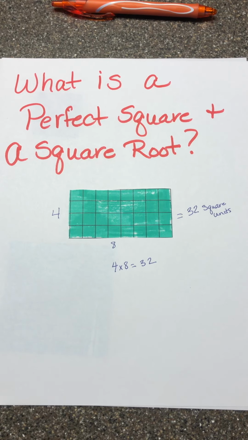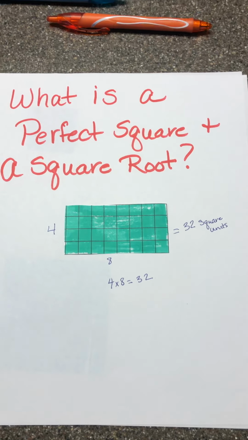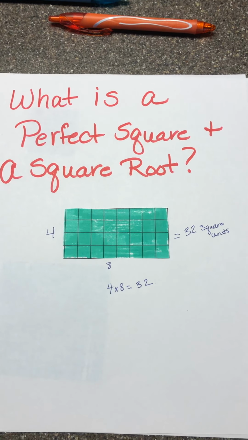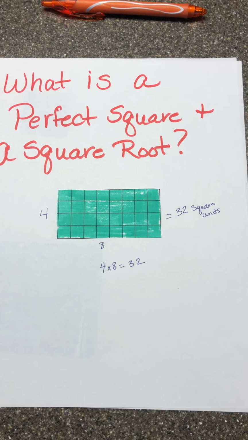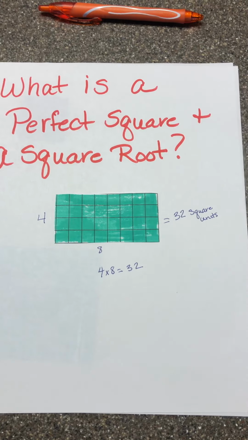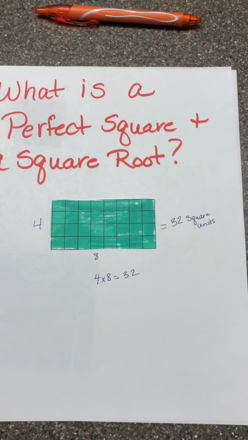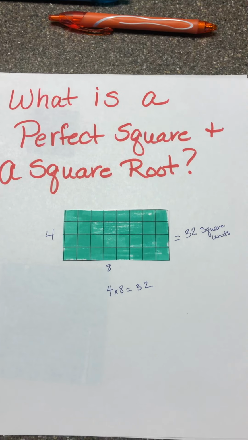Today we are going to focus on what is a perfect square and a square root. And if you would, please take a look at this rectangle. Notice the sides are 4 and 8. And when you multiply those two together, you get 32 square units. This is the area of that rectangle.